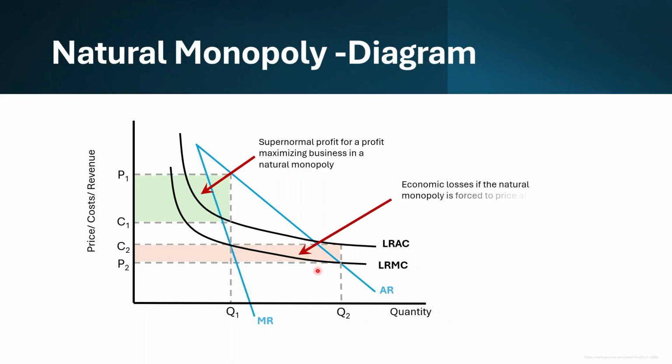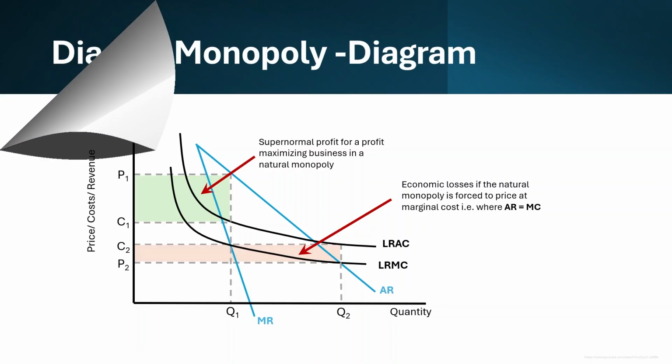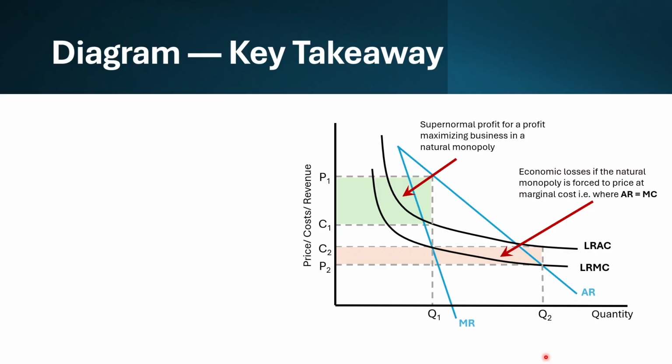To keep the firm operating, the government may provide subsidies. They may be required to provide subsidies to this type of firm. Pricing at marginal cost achieves allocative efficiency because price reflects the cost of producing the last unit. However, it does not guarantee financial sustainability without subsidies to the firm. So, the key issue in a natural monopoly is balancing low prices for consumers while also keeping the firm financially viable. Let's finish with the key takeaway from this diagram.